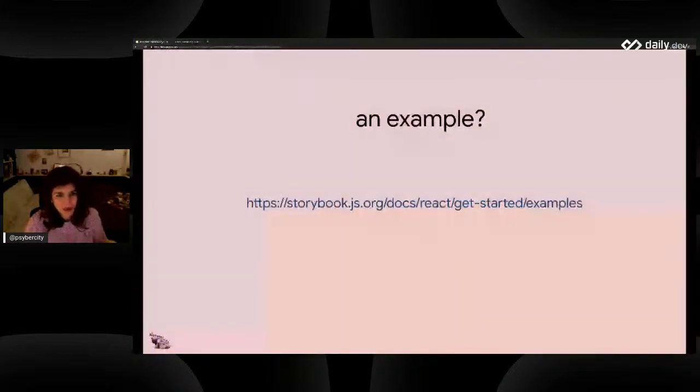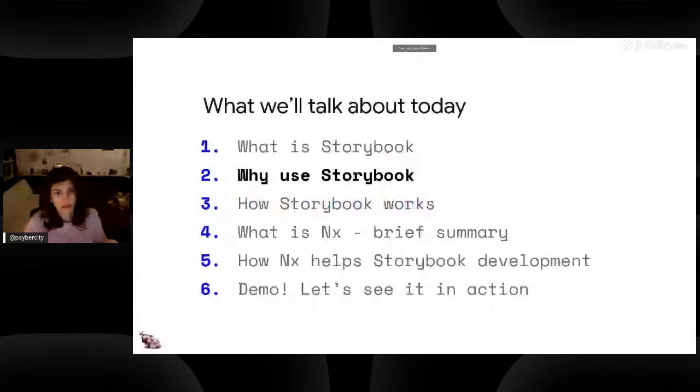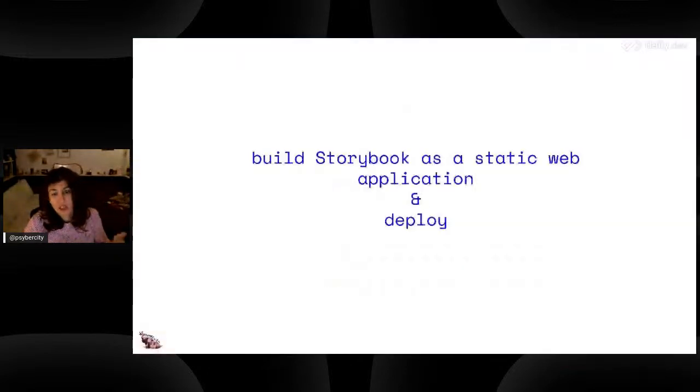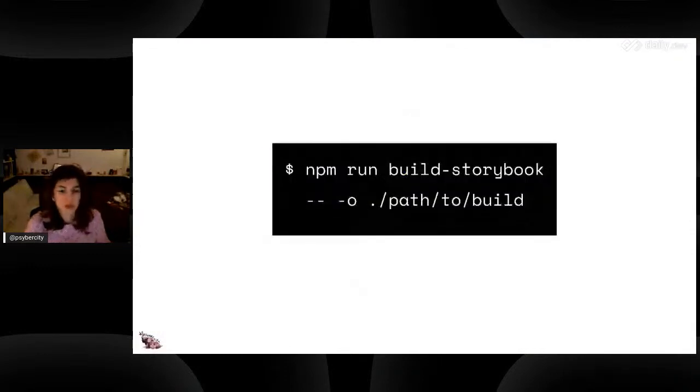So let's go back to the presentation and let me find the place where I stopped. So this would help you if you wanted to build, and the command would be the same: npm run build Storybook, and you could give it the path to build, and it would be a static web application that you could deploy anywhere.